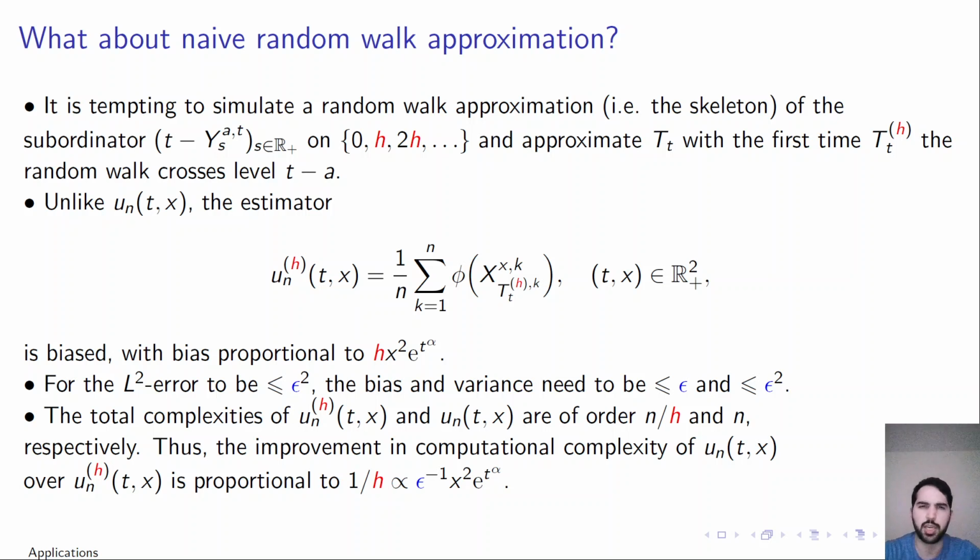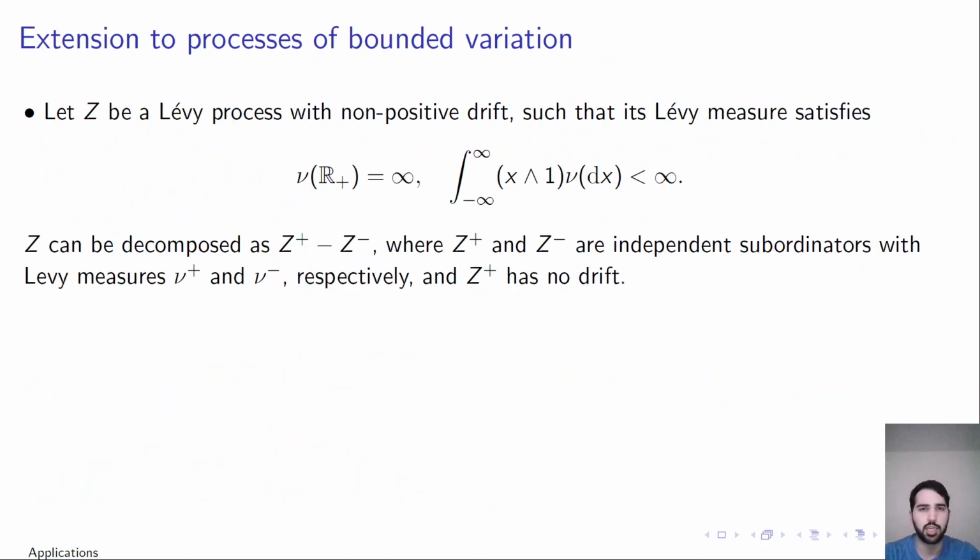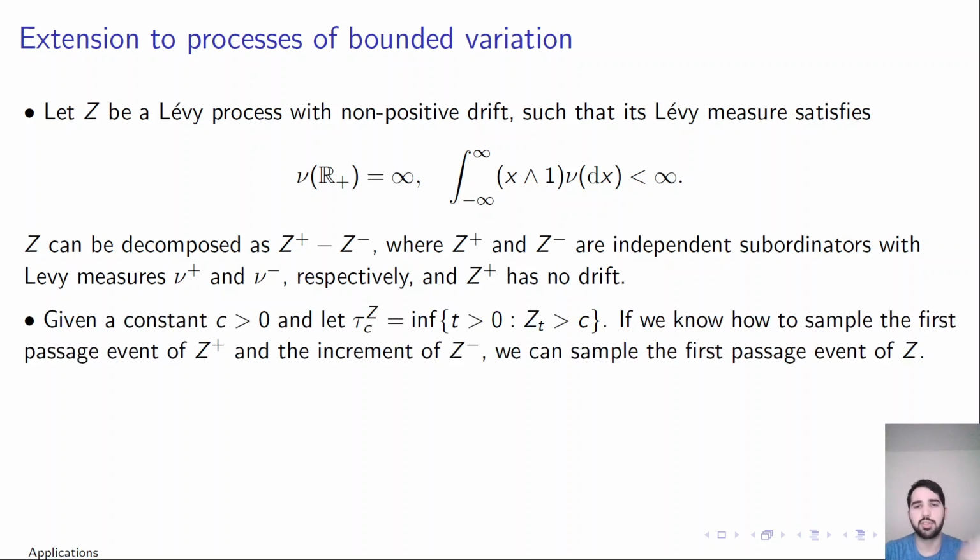But what else can you get out of it other than just FPDEs? Well, you can extend the algorithm for certain processes of bounded variation. This is an extension actually that G had already developed in his paper. If you consider a process Z that can be decomposed as Z plus minus Z minus, where Z plus is this tempered stable subordinator for which we can sample the crossing, driftless in this case, and Z minus is any non-decreasing Levy process, so possibly compound Poisson or a subordinator, then you can also sample the crossings of Z across constant barriers.